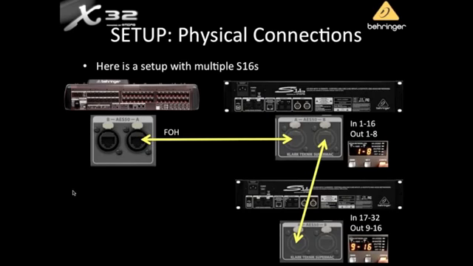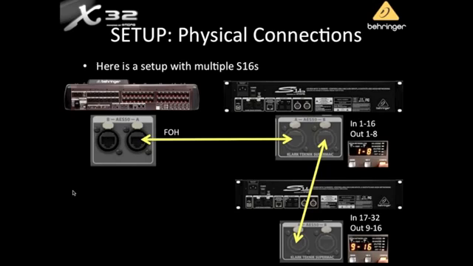Let's take a look at a more common setup. This is probably the most common scenario, and this is basically going to be adding a second S16 to get all of our 32 inputs and 16 outputs on stage. And you'll notice that the S16s have dual AES50 ports. So this is what allows you to simply come out of the B port of your first S16 and connect into the A port on a second S16. So that's going to give you the ability to daisy chain the S16s, so you only have to run a single cable to front of house.